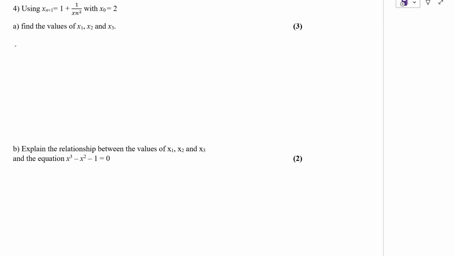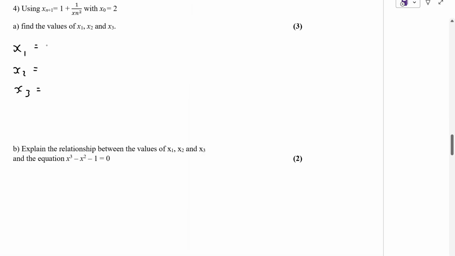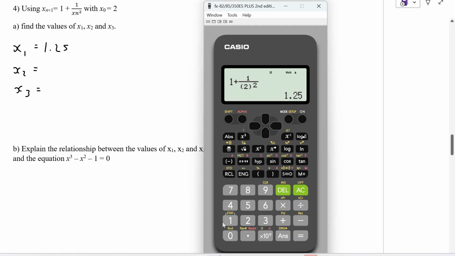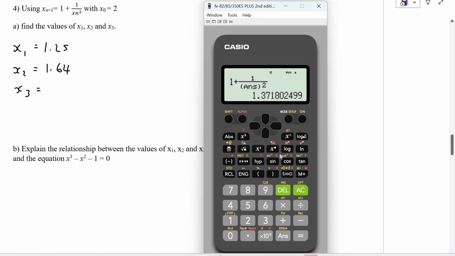Okay, question 4, same thing. We've got to find x1, x2, and x3. So going to quickly go through these a bit faster now. So the formula 1 plus 1 over xn squared, with x0 being 2. x1 is 1.25. Change this to answer. This is x2. And x3.